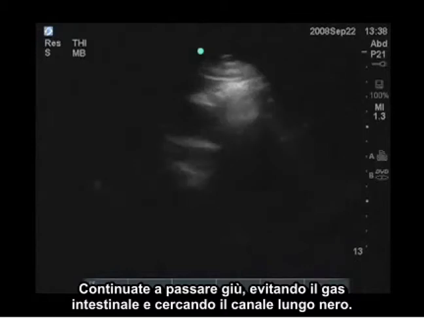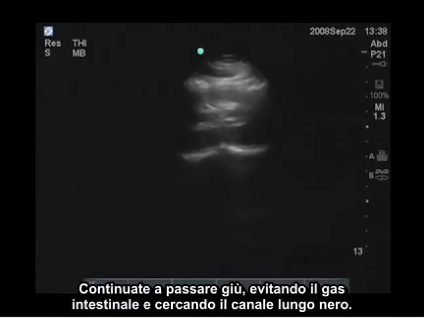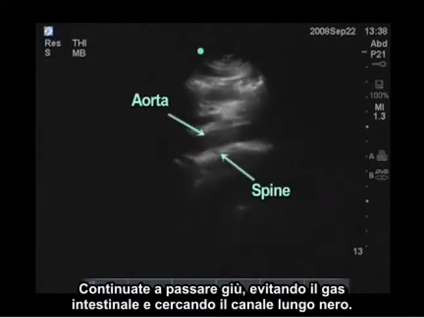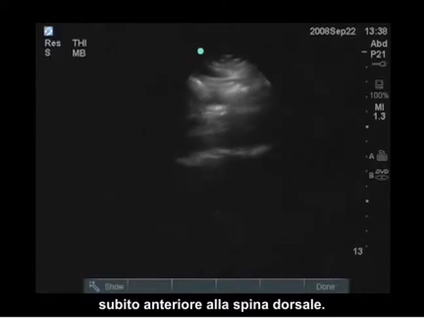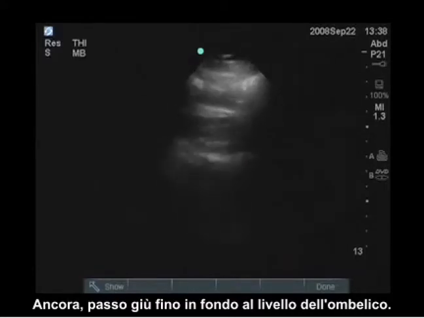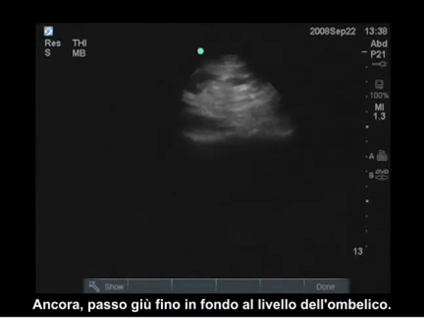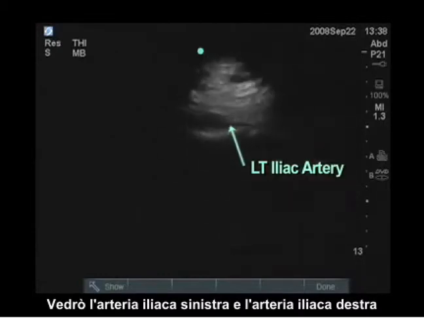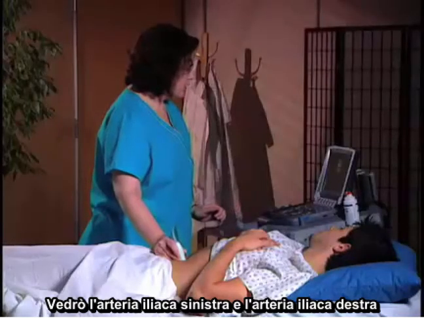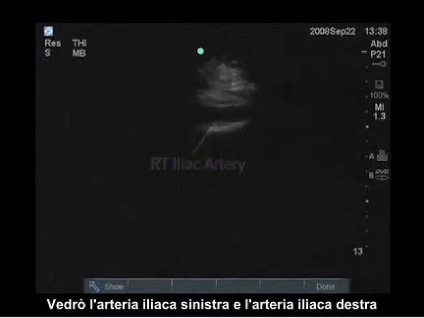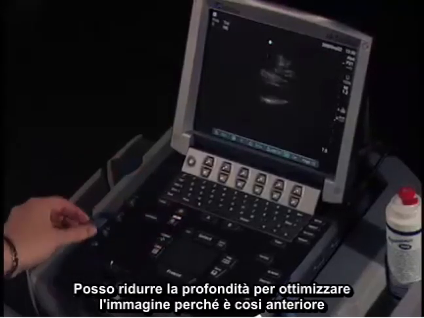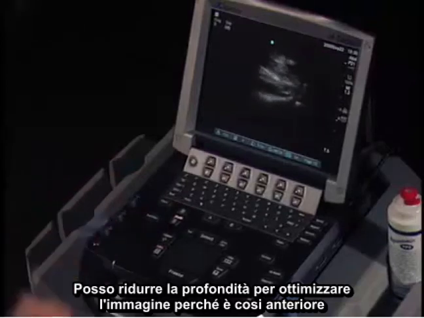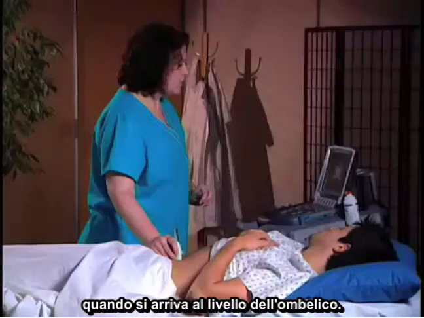And I keep moving down, working around the bowel gas, looking for that long black tube immediately anterior to the spine. And again, I do this all the way down to the level of the umbilicus. And I will see a left iliac artery and a right iliac artery. And again, I can decrease the depth to optimize my image because it is so anterior by the time you get to the level of the umbilicus.